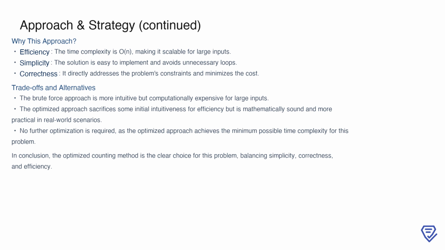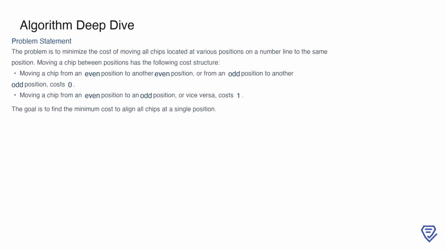No further optimization is necessary, as this method already minimizes the time complexity to the lowest possible level for this problem. In summary, the combination of simplicity, correctness, and efficiency makes the optimized counting approach the clear choice for solving this challenge. In this problem, we are tasked with minimizing the cost of moving chips located at various positions on a number line to the same position.